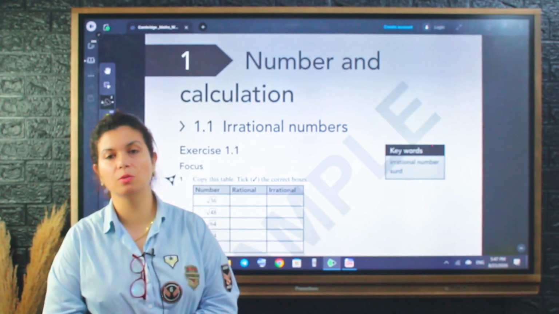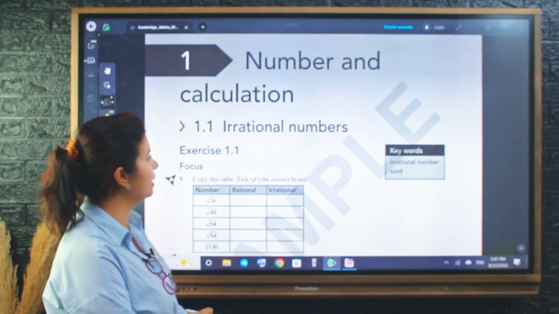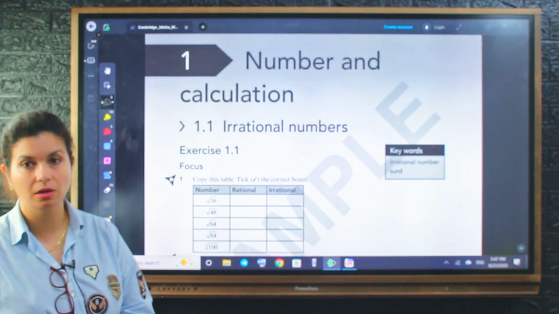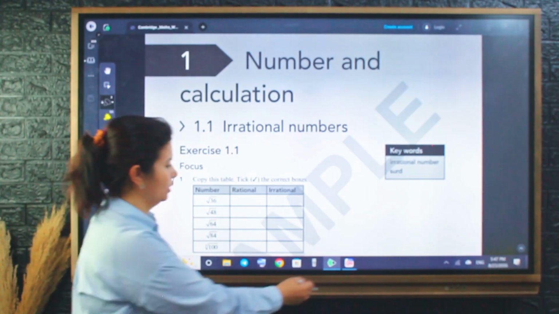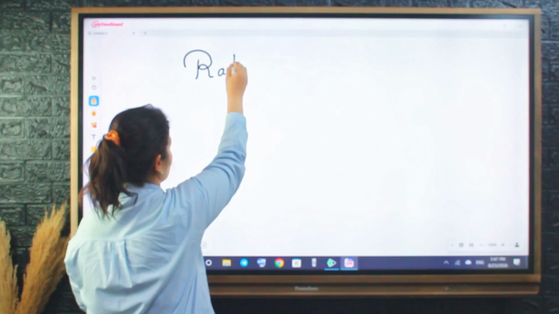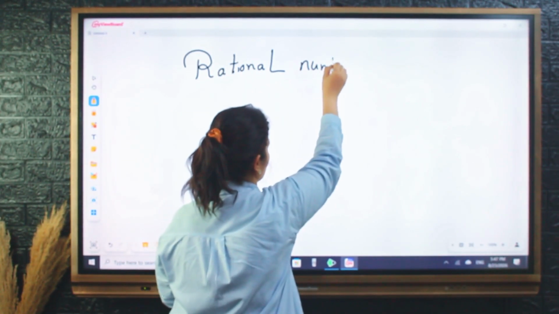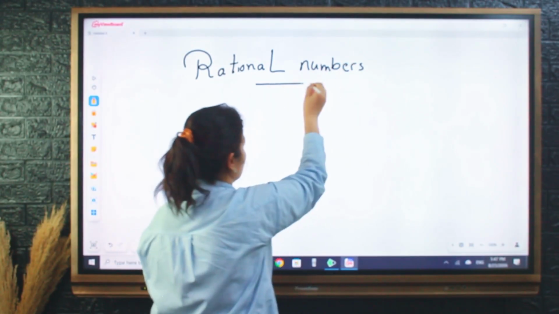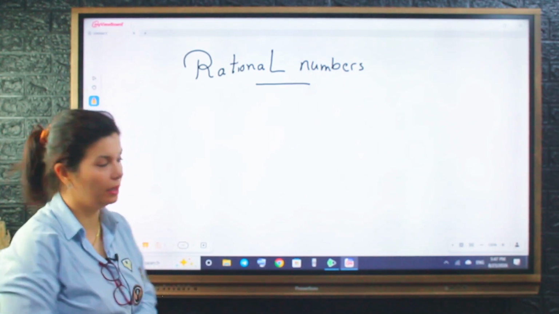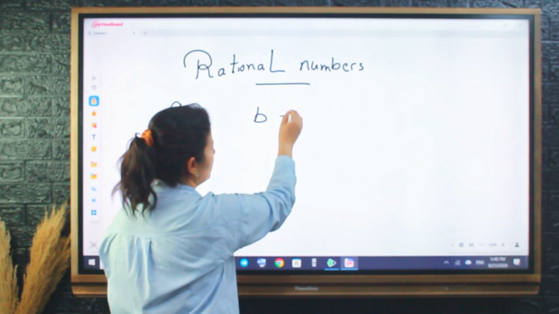Today we are going to start our first lesson for this year, and today's topic is the rational and irrational numbers. Let's remember the meaning of rational numbers. A rational number is a number that can be written in the form of a over b, and b doesn't equal 0.